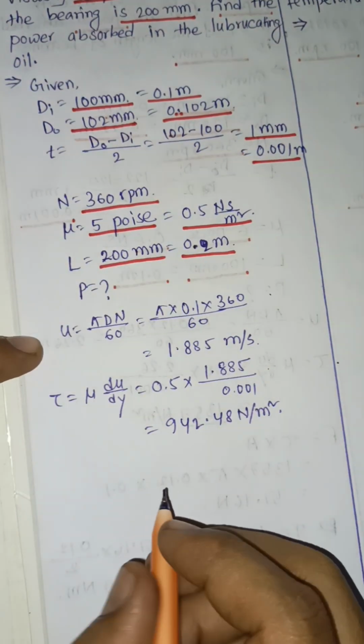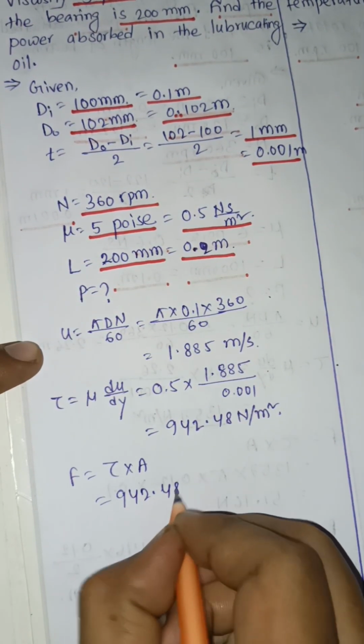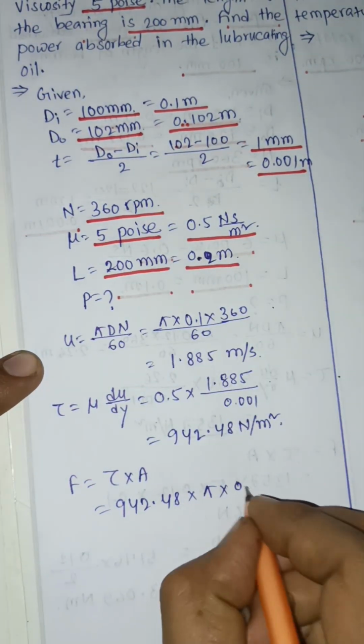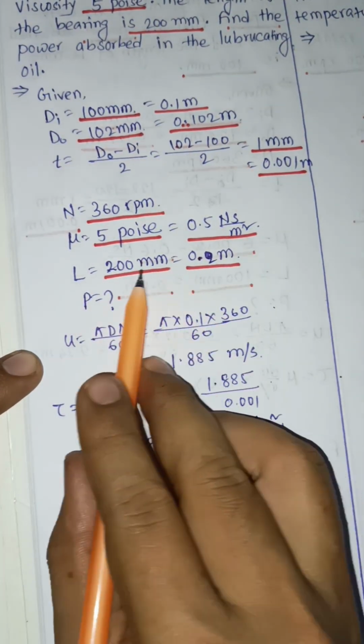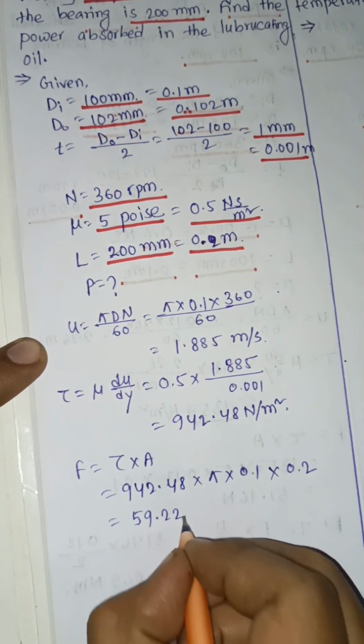Okay, now if you want to calculate the force, that is shear stress into area. So what is the value of shear stress? That is 942.48 into pi into d into L. So d is the inner diameter, that is 0.1, into L. L is 200 mm, that is equal to 0.2. So from here you get the value of force, that is 59.22 Newton.